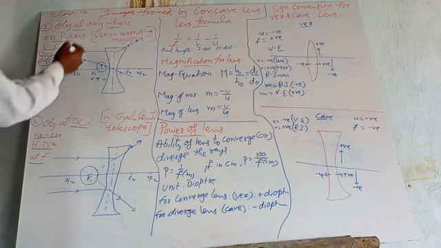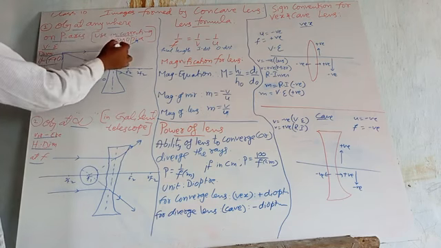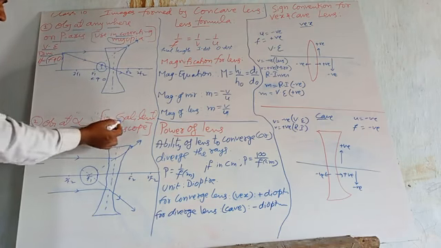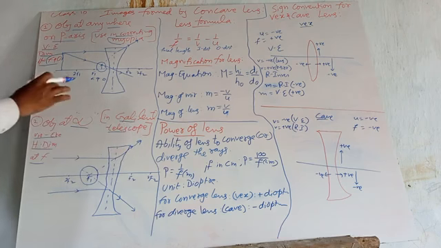And this mirror can be used for correction of the myopia eye problem, and it can be used in the Galilean telescope, meaning for telescope purposes.